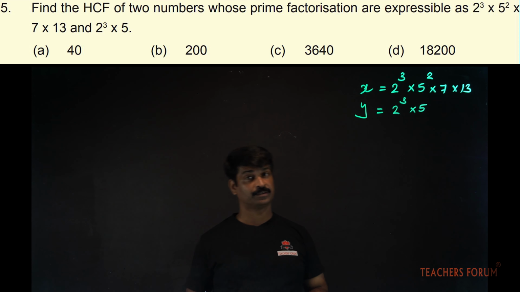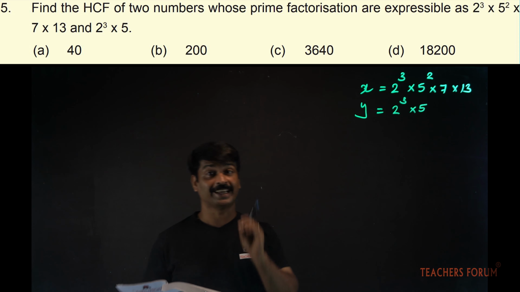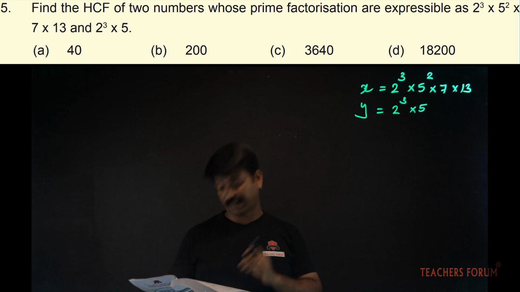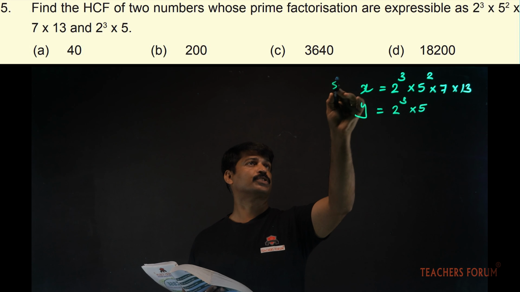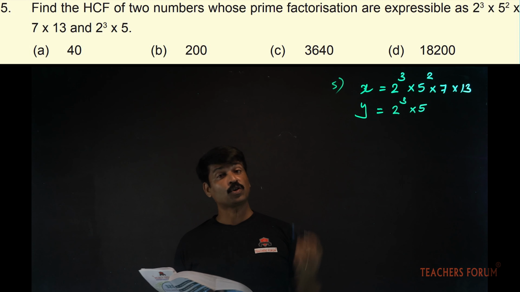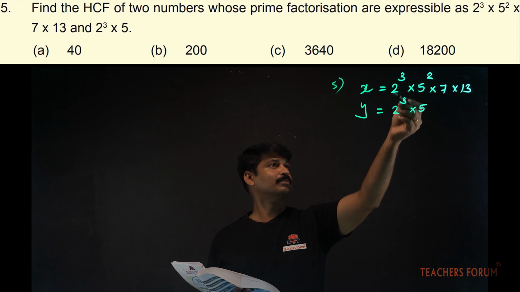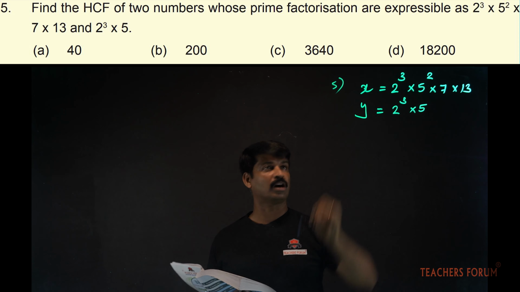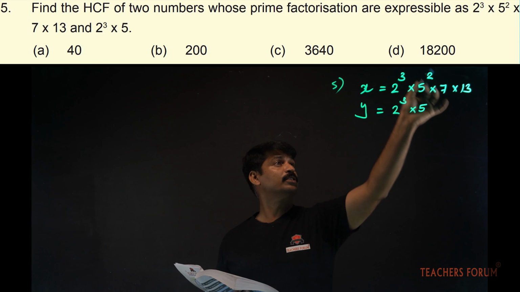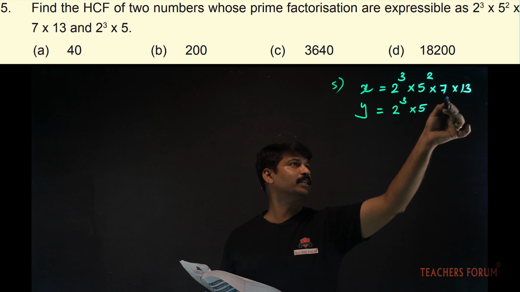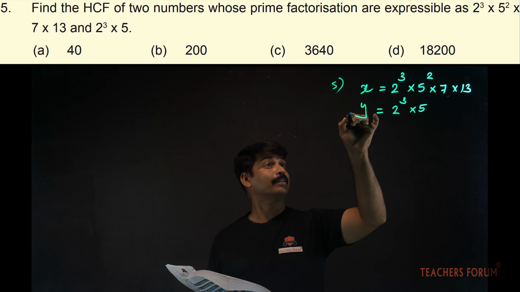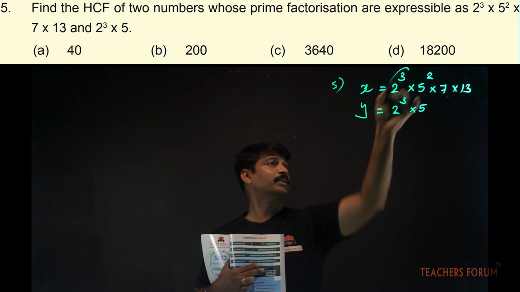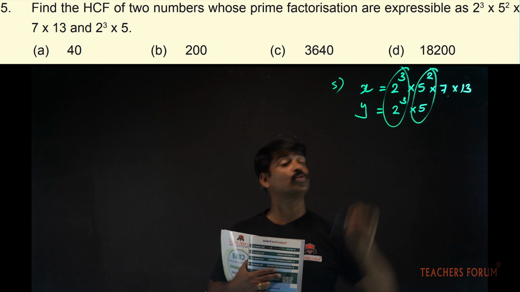What you have to find out? You have to find out the HCF, highest common factor. So the fifth question. So what is common in these two numbers? 2 raised to 3, here you have base 2, here also you have 2, 5. So these two are common. 7 and 13 is not existing in y, so it is not common. So the common numbers are the powers of 2 and 5.